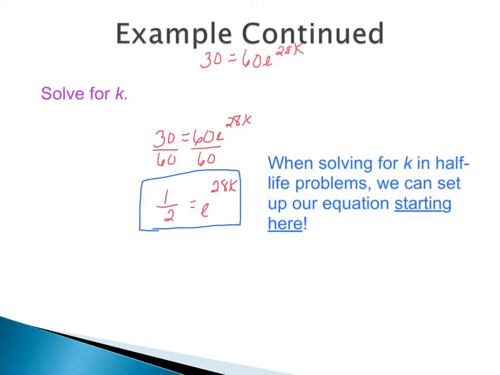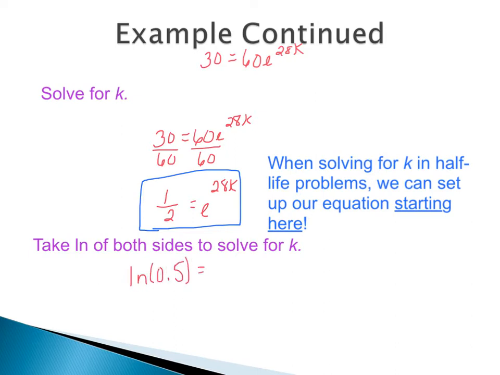At this point then, we want to solve for k, and in order to do so, we want to take the natural log of both sides since we have that natural base. It'll make our lives a little bit easier. So I'm going to have the natural log, I'll rewrite 1/2 as 0.5 now, but you can keep it 1/2 if you want, equals the natural log of e to the 28k. Remember using our log property on the right-hand side that the natural log of e raised to some exponent, the exponent comes down and the natural log of e is just 1. So we actually have the natural log of 0.5 equals 28k.